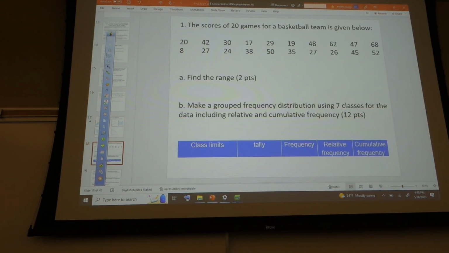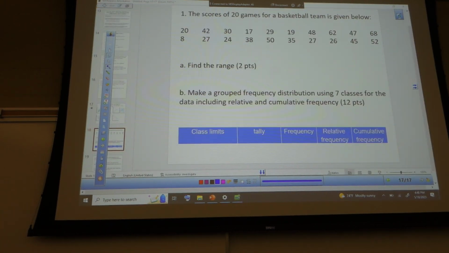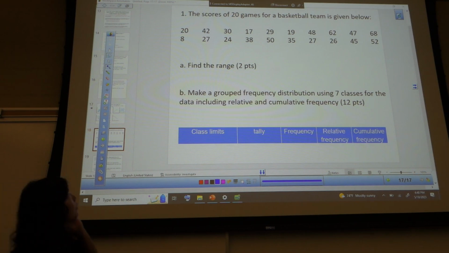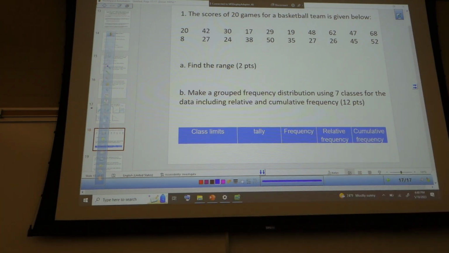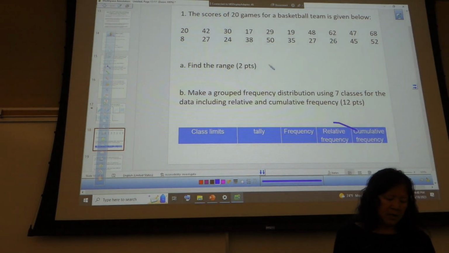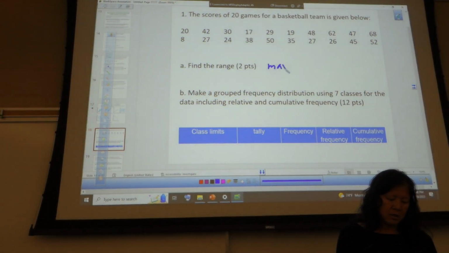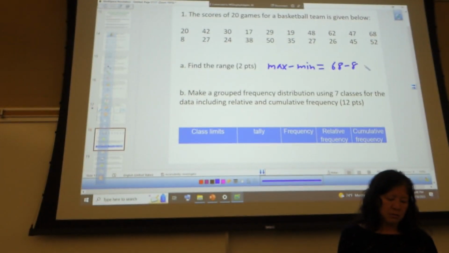So now we're back to the packet. Number 1 in the packet. Scores of 20 games are given below. Find the range, and then make a frequency distribution chart for this. So again, the range is the max minus the min. I have them highlighted for you. What are those? 68. 68 minus 8 is 60.